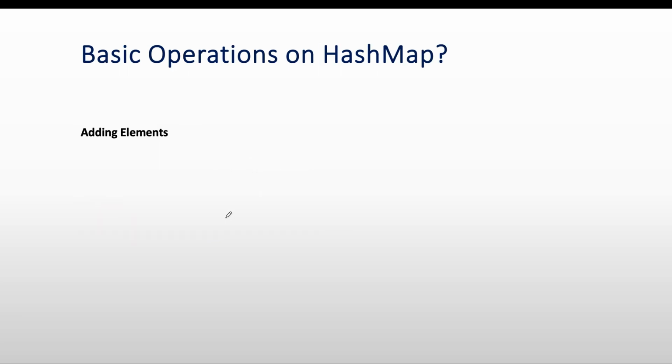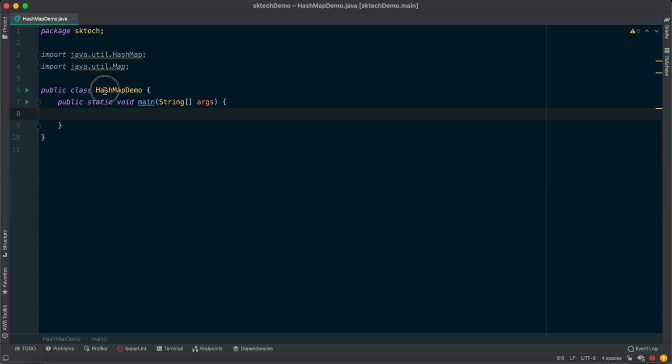Okay, now let's see some basic operations that we are going to perform using the hash map. Let's try to demonstrate it. Let's go to the IntelliJ IDE. Let's say we have created one class called HashMapDemo and one main method, and here we are going to first create the hash map. How can we create the hash map? It's very simple.